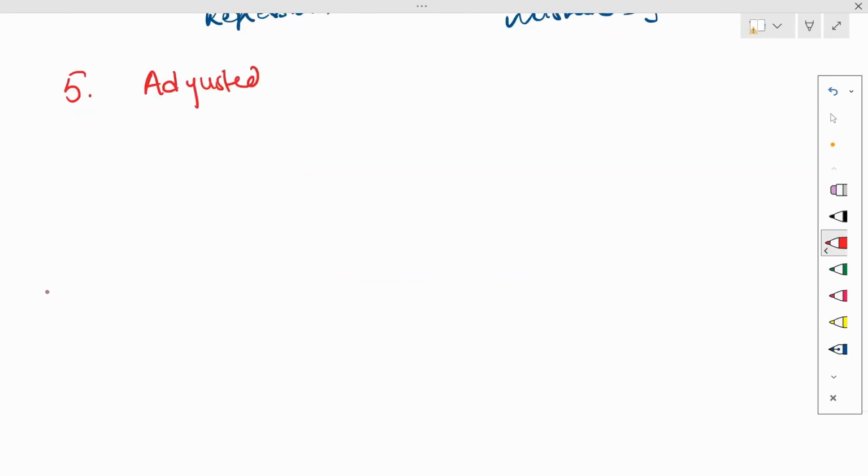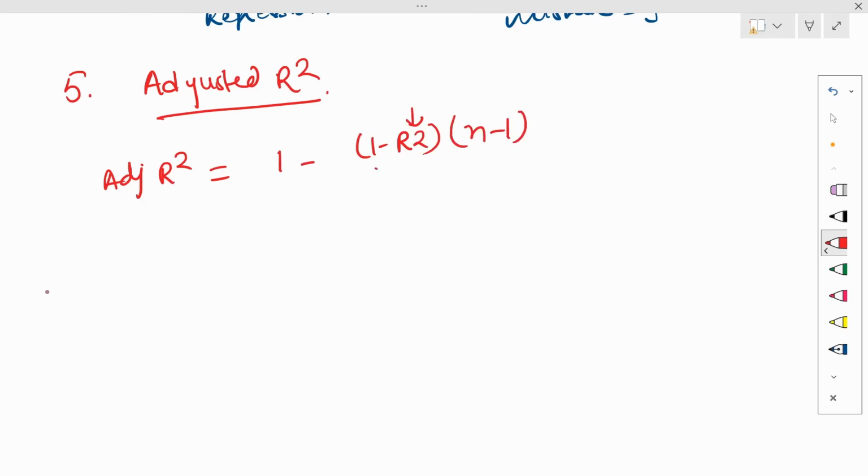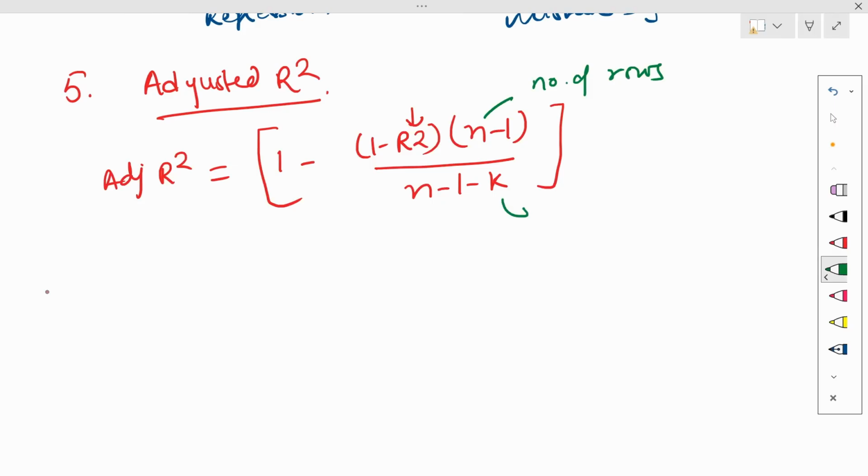The topic for today is adjusted R square. Adjusted R square is nothing but a variation of R square, which is 1 minus (1 minus R square), which is the normal R square, times (n minus 1) divided by (n minus 1 minus k). Here, n is the number of rows and k is the number of features.